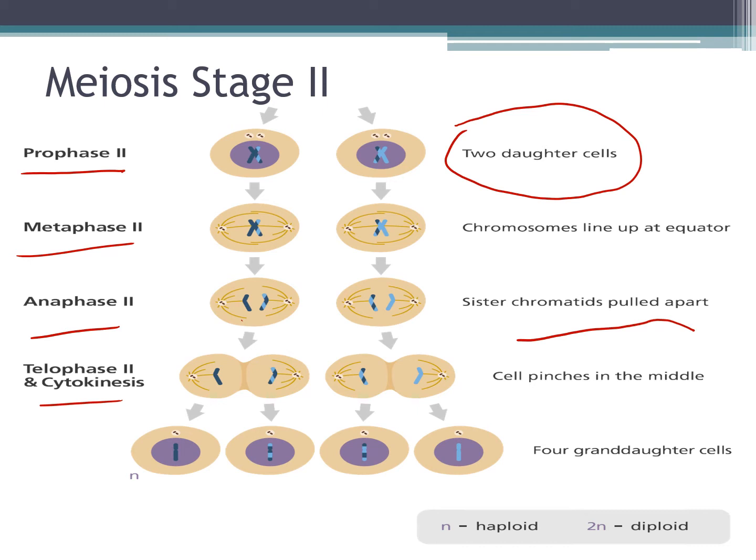With the two daughter cells, you end up in the very end with four granddaughter cells. So you're ending up with haploid cells for all of your sex cells. Notice also that in this process, you can see the different colors in the chromosomes. That means you had chromosomes that changed, reattached to other ones, and you end up with different combinations of genes, different combinations of chromosomes for the potential offspring you can have.